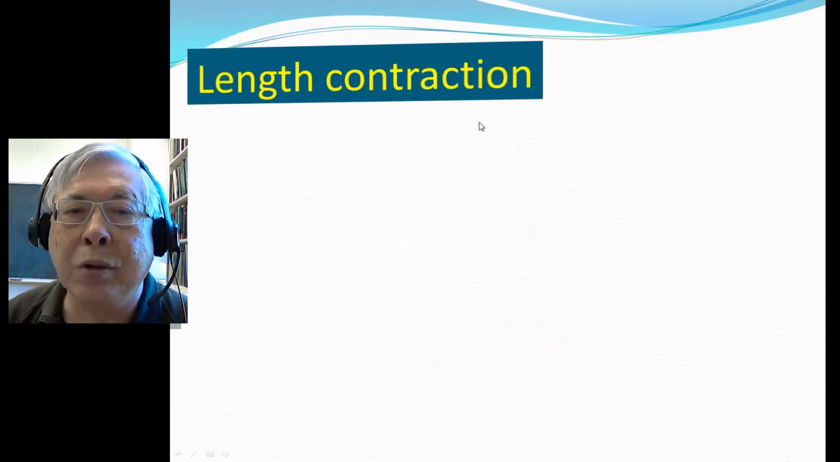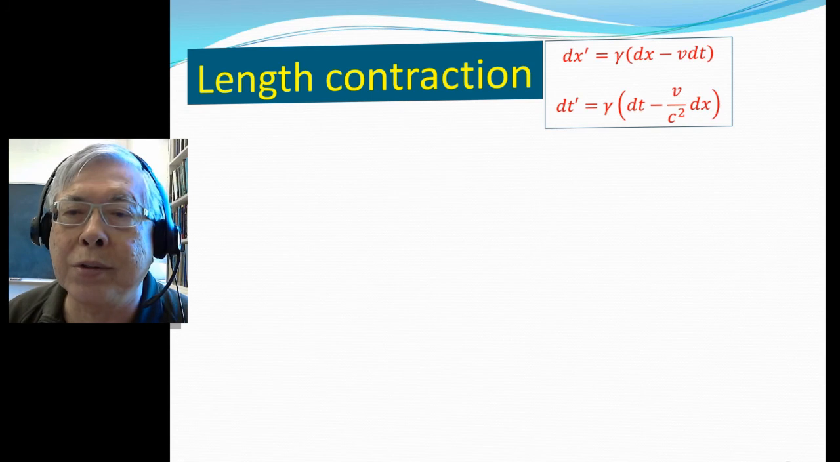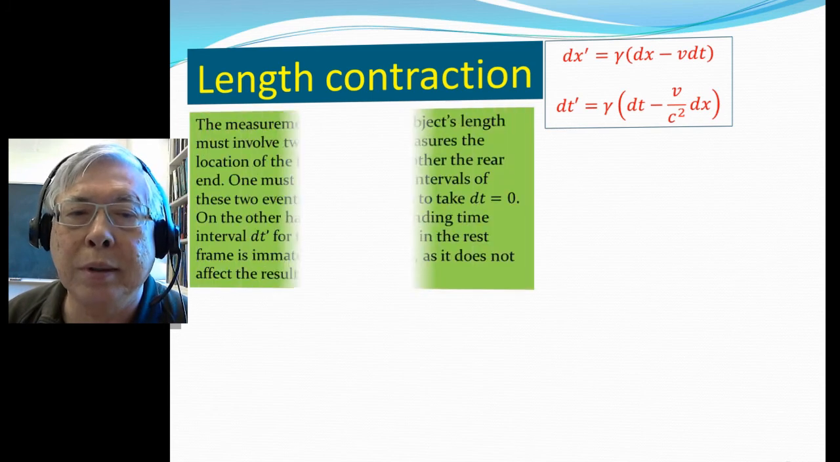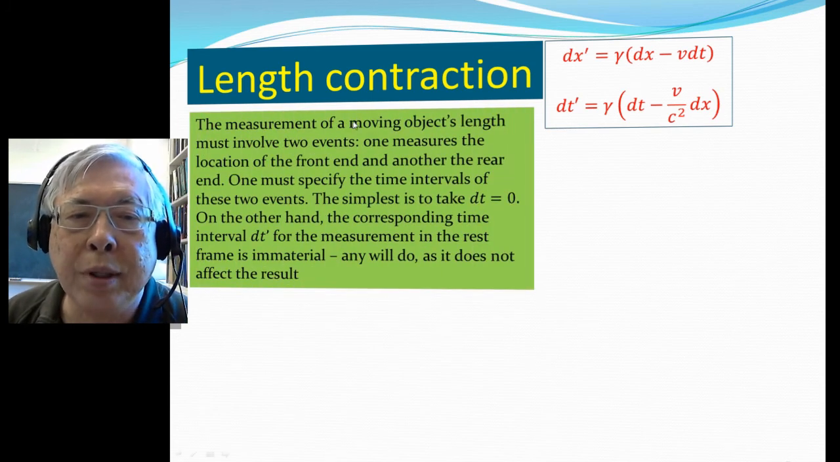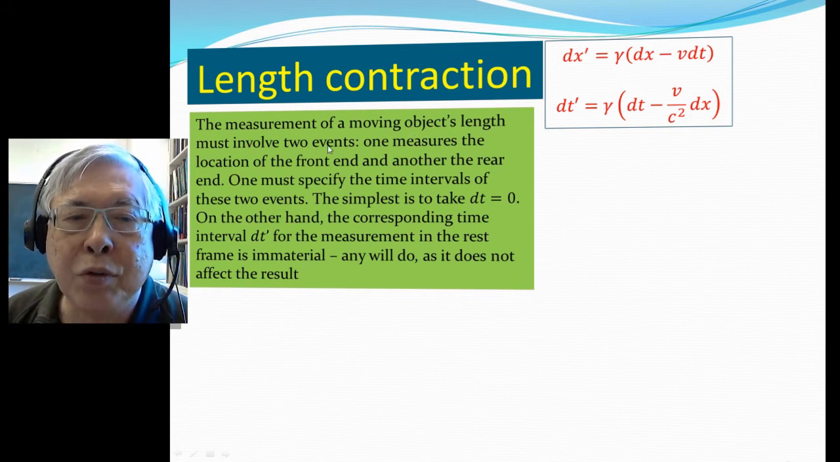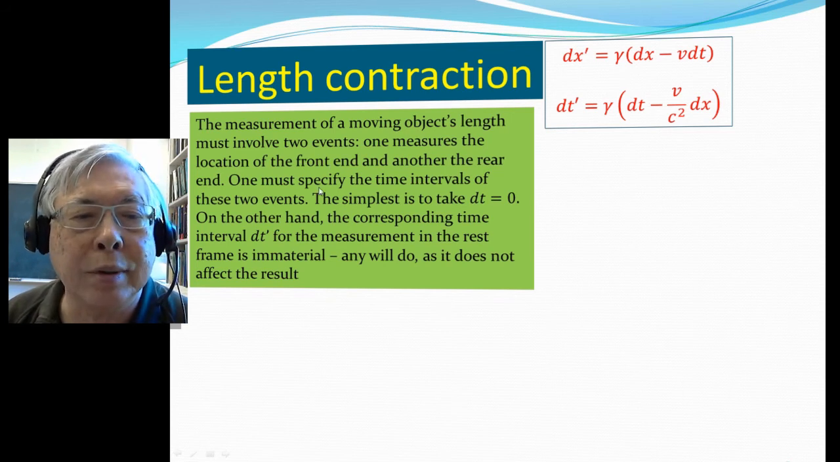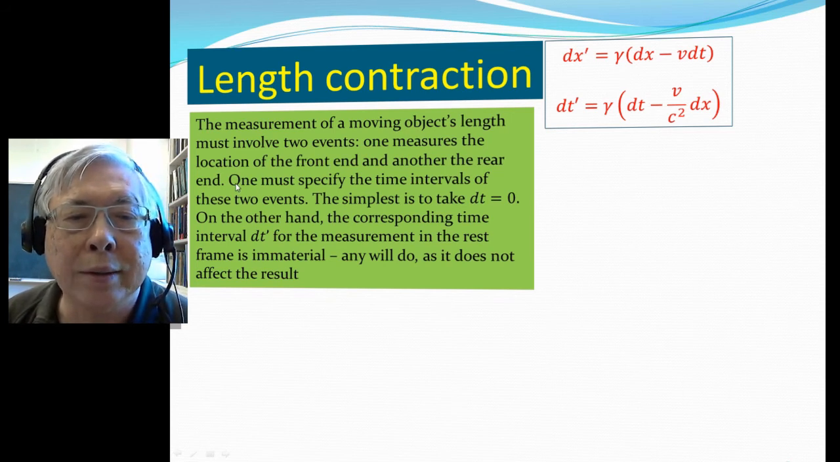Now we'll tackle length contraction. Again, first let's look at how it comes from the Lorentz formula, and then a concrete example to see how the length contraction comes in. Here's the Lorentz transformation formula. Now, to measure the length of a moving object, we must involve two events. One is to measure the location of the front end, and another is to measure the rear end.